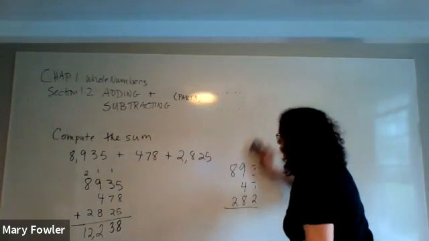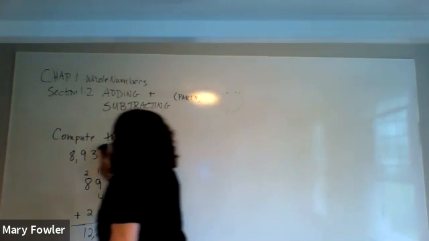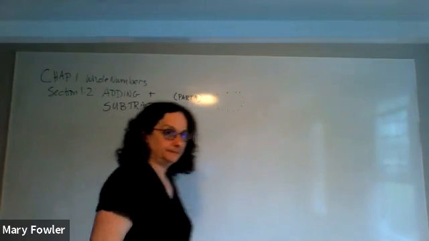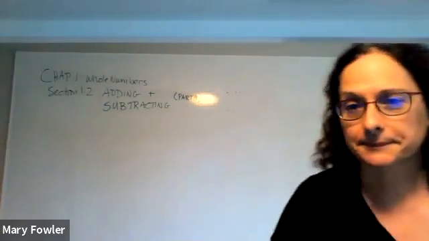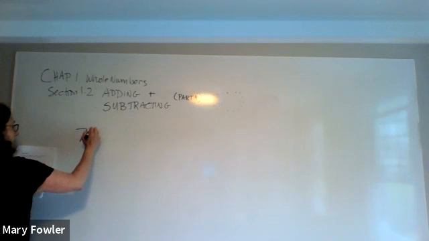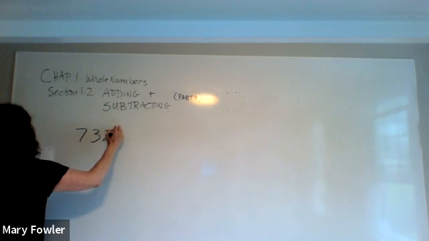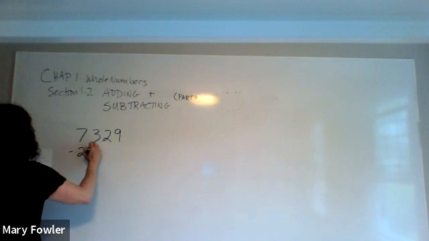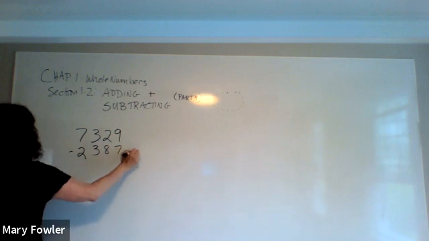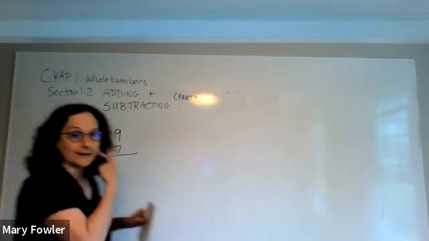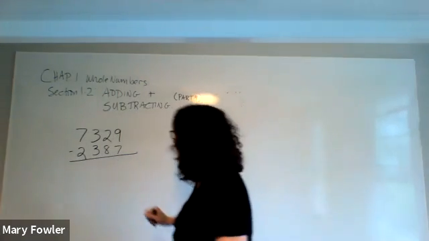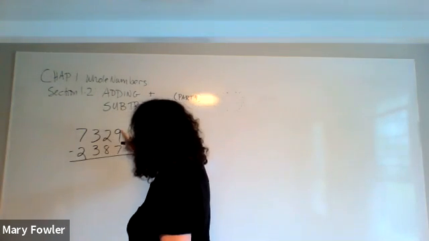All right, I'm going to do one more, a subtraction problem with estimation, and we'll do the same thing. We'll do the exact problem, and then we will look at an estimation. All right, so I'm going to look at 7,329, and I want to subtract 2,387. Okay, so we get to use some of those subtraction tricks from the previous video, I hope.